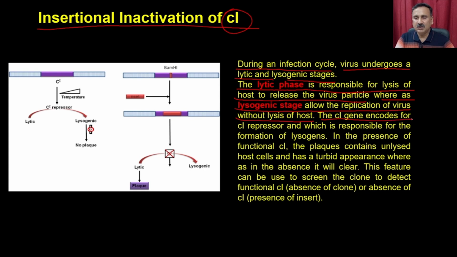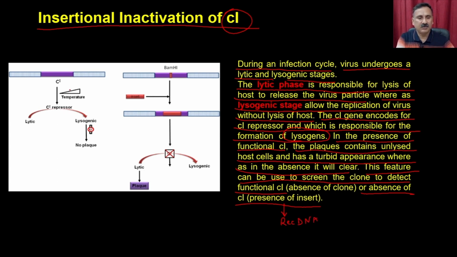The CI gene encodes the CI repressor, which is responsible for the formation of lysogens. In the presence of a functional CI, the plaque contains unlysed host cells and has a turbid appearance, whereas in the absence of it, it will be clear. This feature can be used to screen the clones to detect the functional CI or the absence of CI. If you have a functional CI, it means you don't have the recombinant DNA. If you have a non-functional CI, then it means recombinant DNA is present. This is what is shown here.